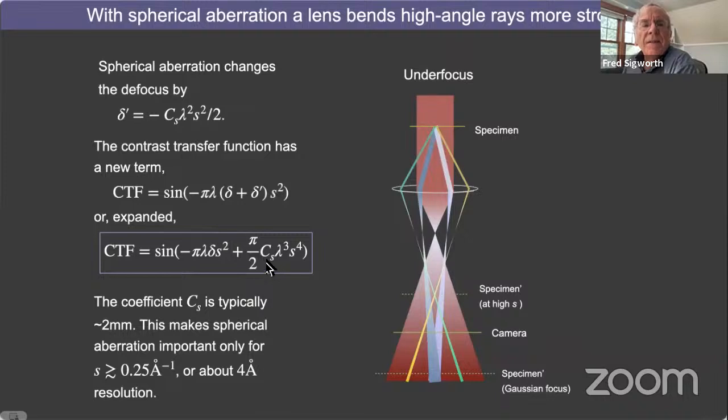And then here's a new term that depends on the spherical aberration coefficient, the wavelength, and the frequency. It doesn't depend on the defocus, but it has this really steep frequency dependence, s to the fourth. And if you work it out, it turns out that the coefficient we have in our microscopes, around 2 millimeters, means that this term becomes important only at fairly high, well, I don't know if you call this high resolution anymore. You have to worry about it above about 4 angstrom resolution.